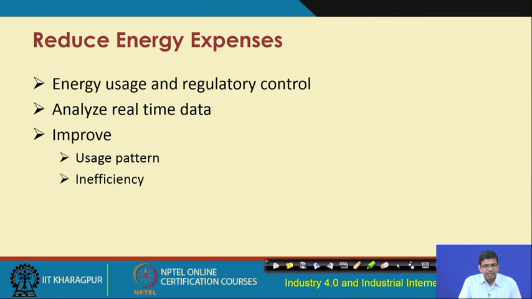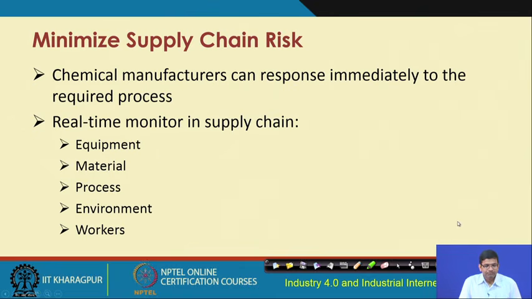Reducing energy expenses, energy usage, regulatory control, analyzing real time data, improving the usage pattern, behavioral pattern of users, reduction of inefficiency. So, these are the different characteristics, different things about the energy expenses, and reduction of energy expenses is of concern. Minimizing supply chain risk, chemical manufacturers can respond immediately to the required process whenever it is required, as and when it is required, based on the specific requirements that might be there.